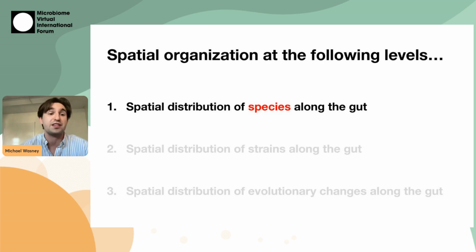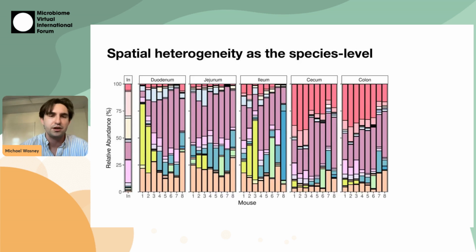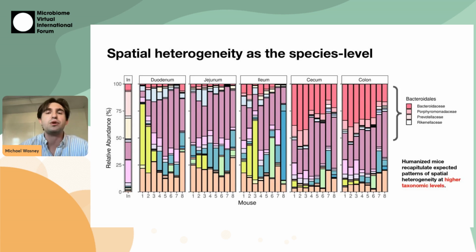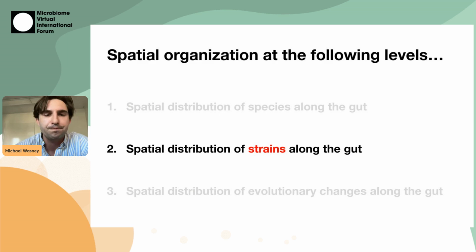Now, as I said, we already expect to see spatial heterogeneity in species abundance. And we mostly wanted to see that in humanized mice, we were recapitulating this pattern. And briefly, here's a plot of relative abundance of taxa along the gut. And we do see that there is spatial heterogeneity, as we would expect. In particular, these obligate anaerobic taxa, such as Bacteroidales, are expanding in the cecum and colon, recapitulating the expected patterns of species-level diversity.